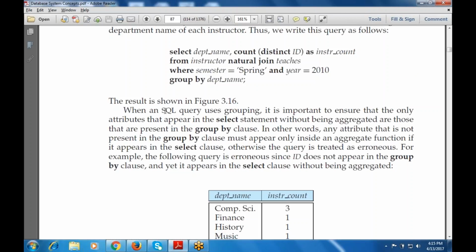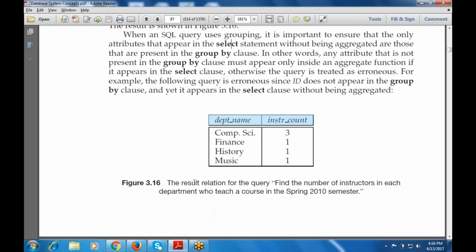Whenever we apply a SQL query using grouping, it is very important to ensure that the only attributes that appear in the select statement without being aggregated are those present in the group by clause. In other words, any attribute not present in the group by clause must appear only inside an aggregate function if it appears in the select clause. Otherwise, the query is treated as erroneous. For example, the following query is erroneous since ID does not appear in the group by clause and yet it appears in the select clause without being aggregated.